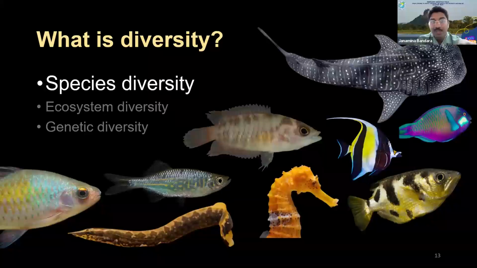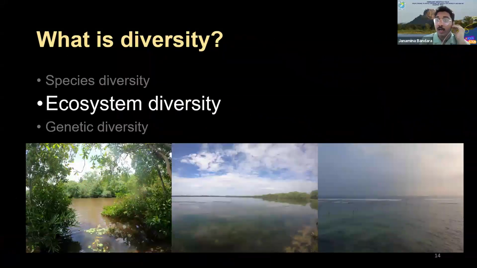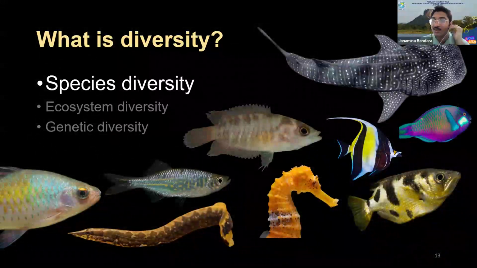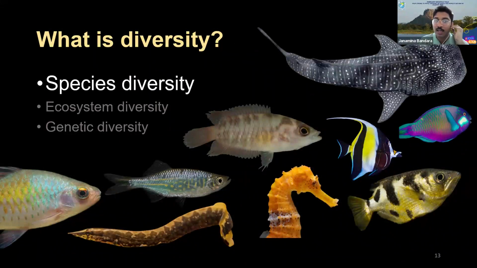So in this picture you can see, even though these are fishes, there's higher species diversity. Some are very large, some are very tiny, and each and every individual does a very unique role in the ecosystem. So this species diversity is something like this. And I have put some examples from the Sri Lankan context. These fishes are actually from Sri Lanka. I'll get into their identity and their facts in the upcoming slides.